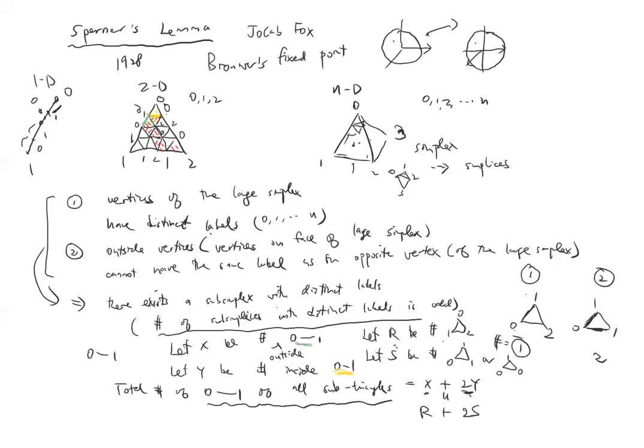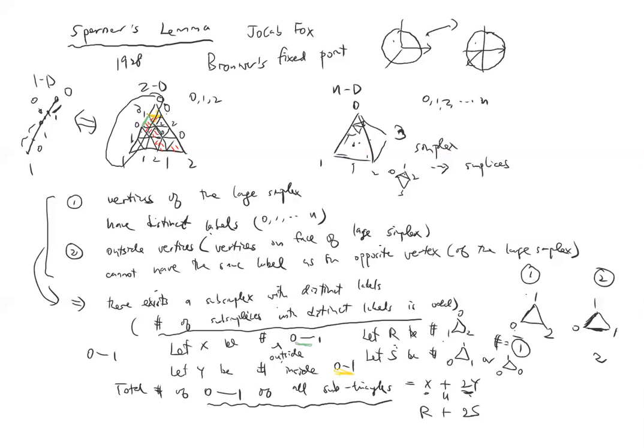X is odd because the number of outside 0, 1 edges is basically how many 0, 1 edges are on this edge here, right? Because this is the only edge of the large triangle that can have 0, 1 edges. And this is exactly identical to the 1D case here. This is exactly equal to this 1D case here, right?